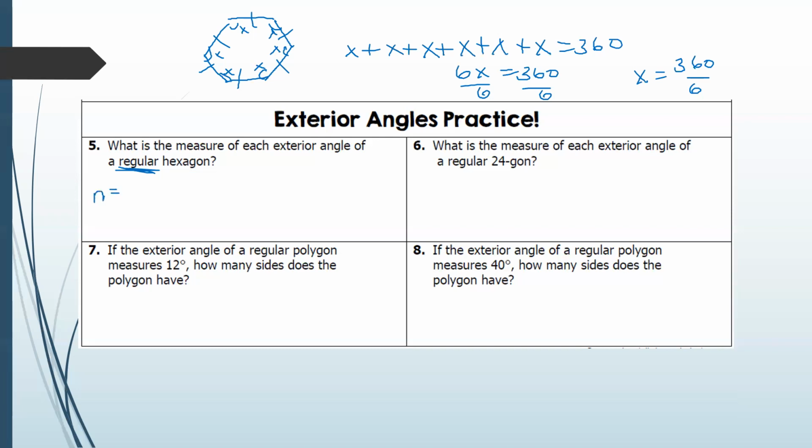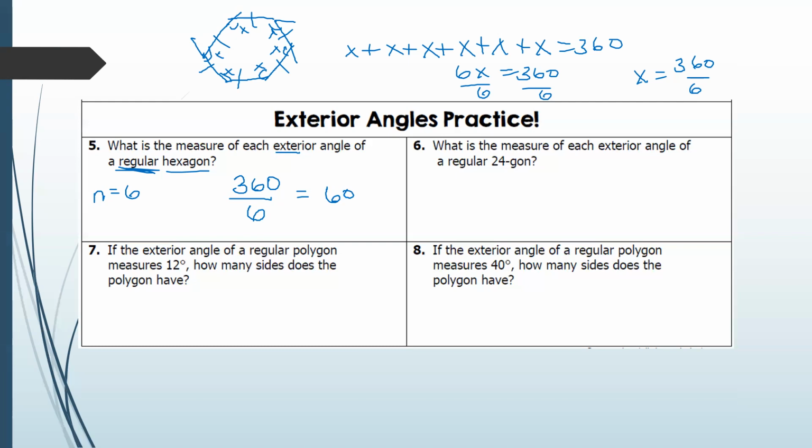So the number of sides here is 6 because it's a hexagon. I know that the sum of those exterior angles is 360. So I should have made these exterior angles. That was silly. Hopefully you still get the idea of what I was trying to do there. So if they all add up to 360, then one of them I can find by dividing by 6. So 60 degrees.